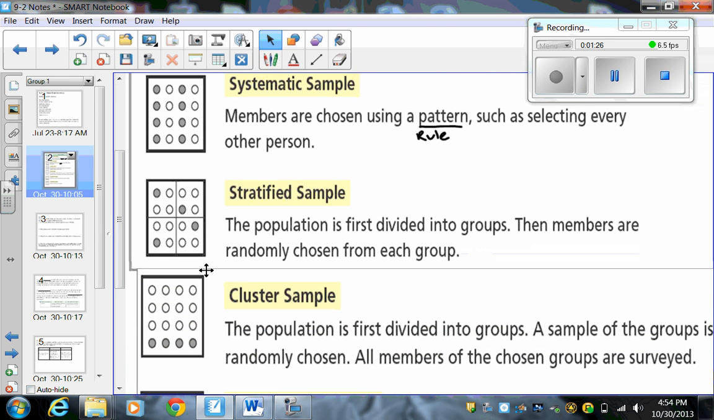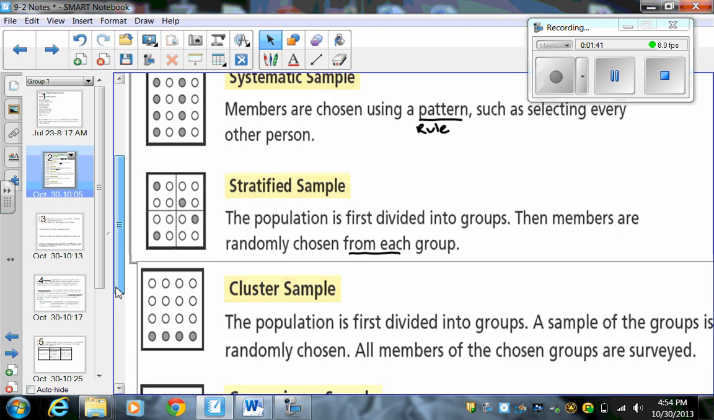A stratified sample is when the population is first divided into groups. Then members are randomly chosen from each group. Okay, so you divide them into groups and then randomly pick people from each group.